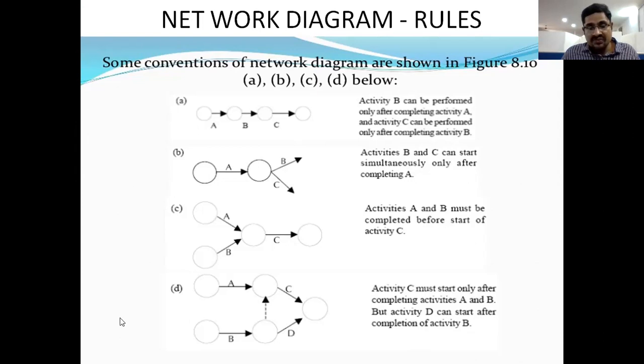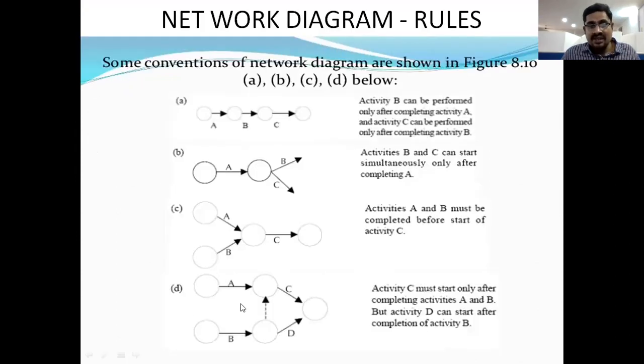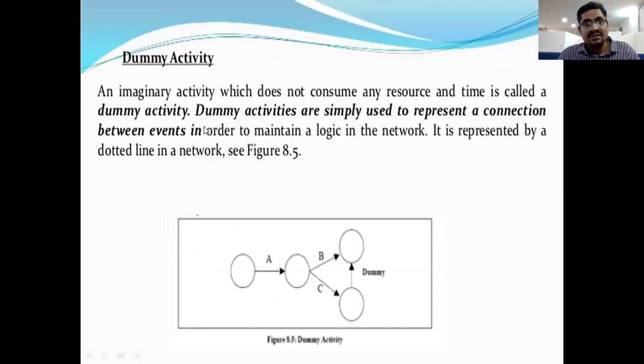So in this situation, we use the dummy activity. The dotted arrow is called a dummy activity, right? These are the four connections. This last D connection will be explained in a different slide. This slide belongs to the dummy activity. An imaginary activity which does not consume any resource or time is called a dummy activity.